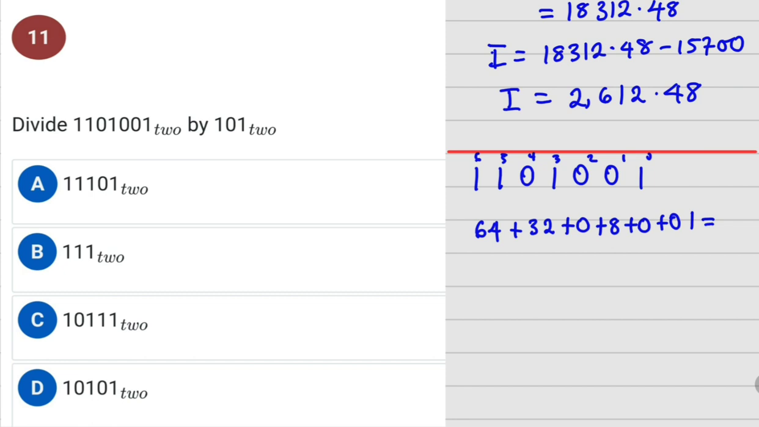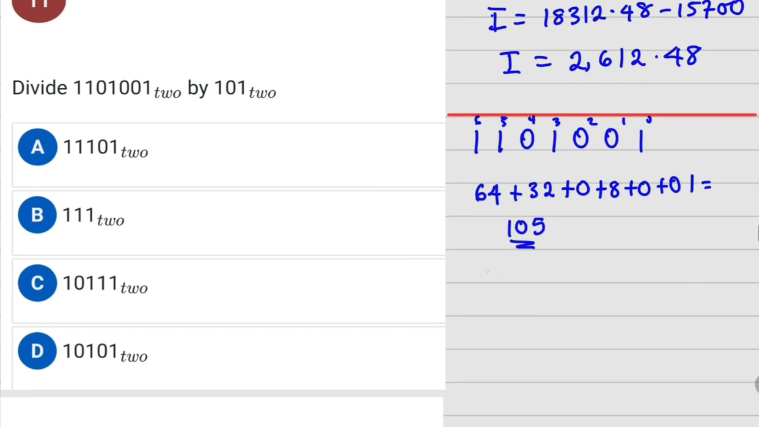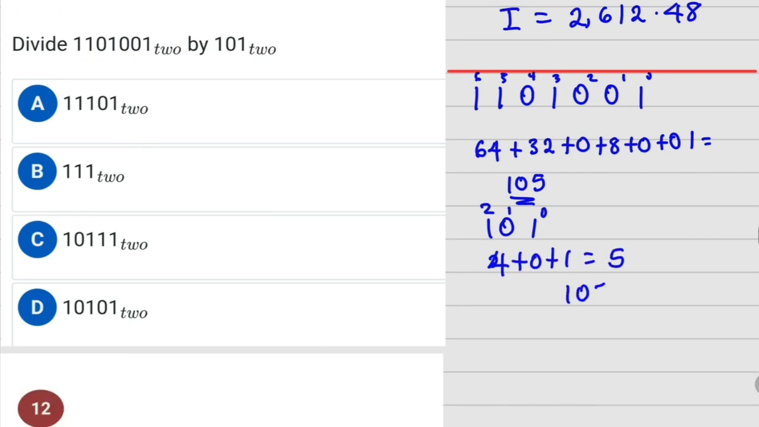So if you add it, you are going to get 105. Okay, let me write it well. You are going to get 105. So we are done with that. All right, so now you move to the second, which is 101. Of course this is 0, 1, 2. This is 2 raised to power 2, which is 4, plus 0, then plus 1, which is 5. Then once you have 105 divided by 5, this is 21.